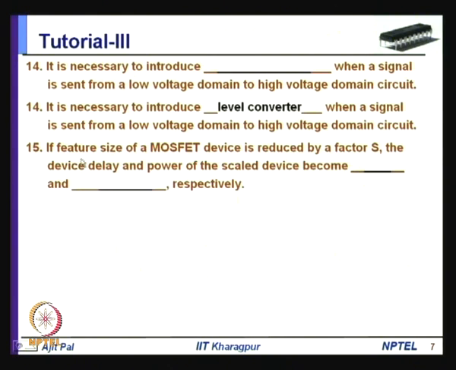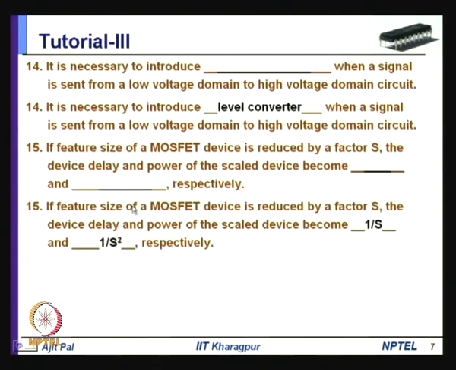Question number 15 is, if feature size of a MOSFET device is reduced by a factor S, the device delay and power of the scaled device become dash and dash respectively. Answer is, if feature size of a MOSFET device is reduced by a factor S, the device delay becomes 1 by S. This occurs because you are reducing 3 parameters. One is length, second is width, and third is silicon dioxide thickness.